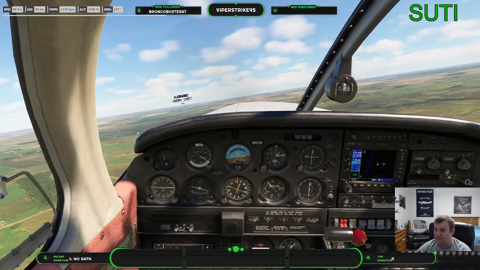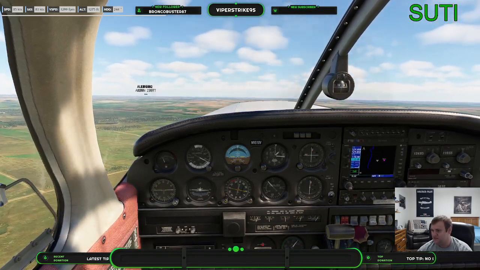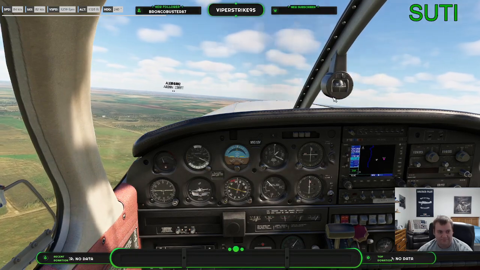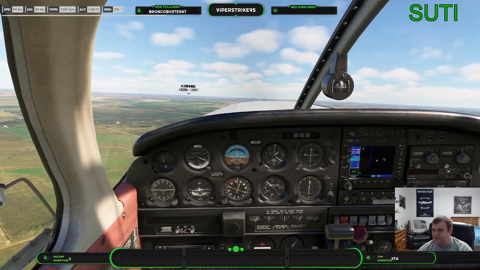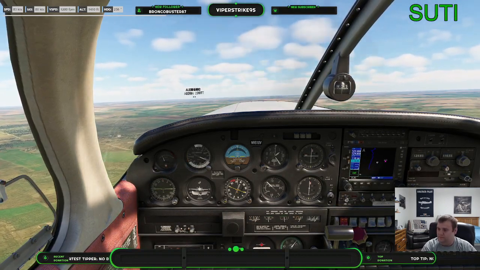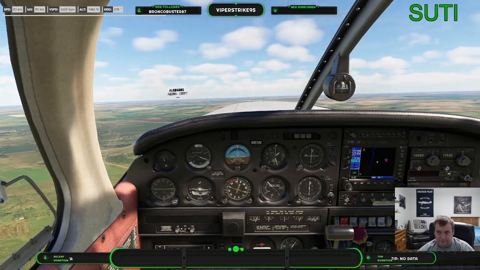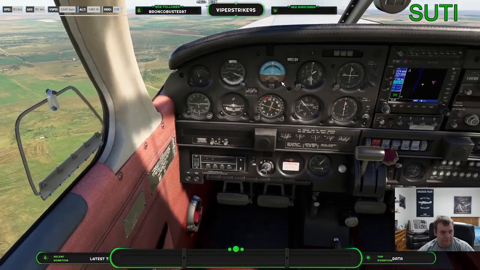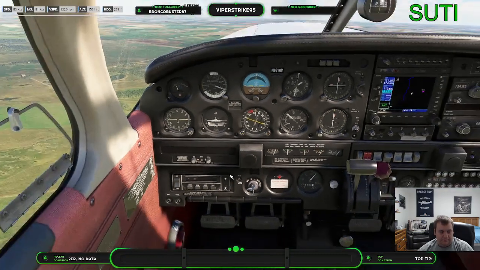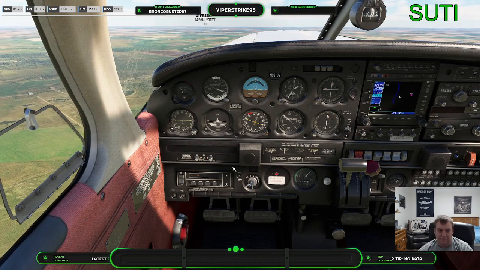Which airport is the closest? Sierra Uniform Tango India is the closest, Bronco Buster. It's on the top right of the overlay. It's actually right there. It's Sierra Uniform Tango India. It's the one we just took off from. Yeah, thank you for asking, though. Really appreciate it.